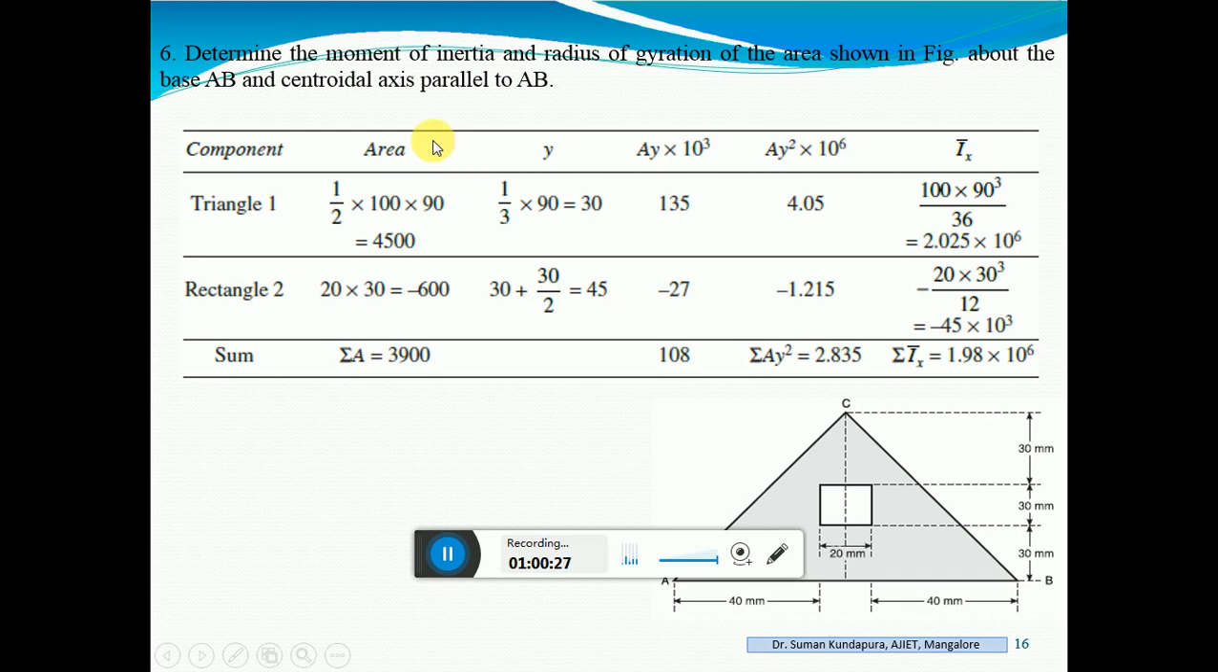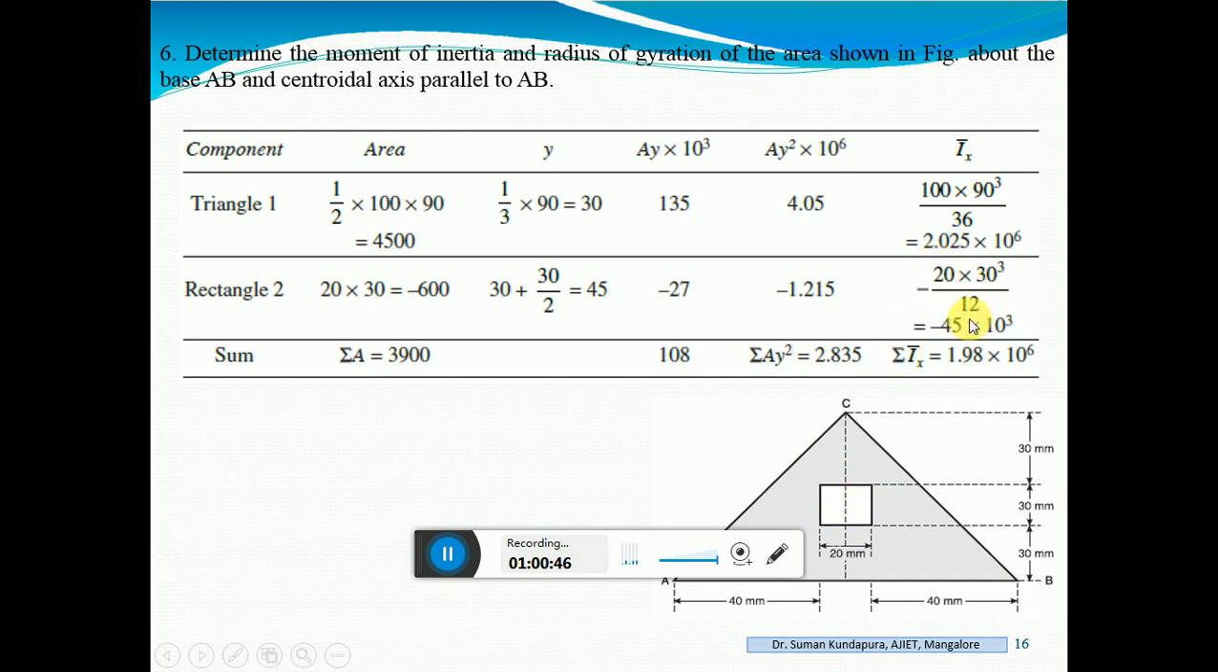Then multiply the area and y column, you will get so much. Ay into y, you will get Ay square. Then go to Ix bar. Ix bar for the triangle is b d cube by 36. This is the cutout portion, so it is minus here.